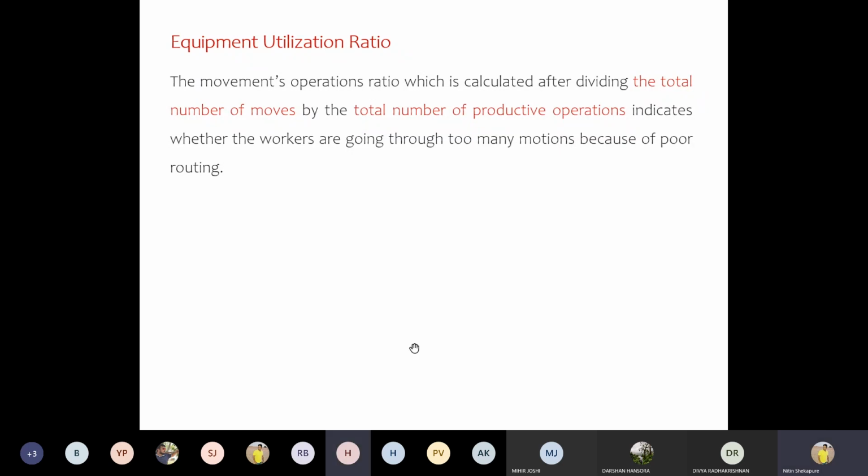Are you there? Yes, sir. The moves operation ratio, which is calculated after dividing the total number of moves by the total number of productive operations, indicates whether the workers are going through too many motions because of poor routing. So extra amount of work if they're doing something like that. Whether any extra rework or something. Okay. Maybe for that it is there.